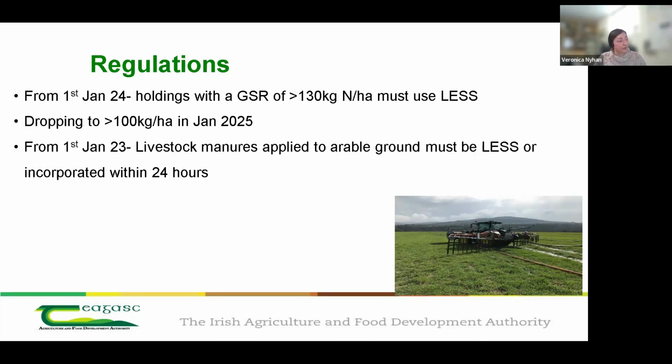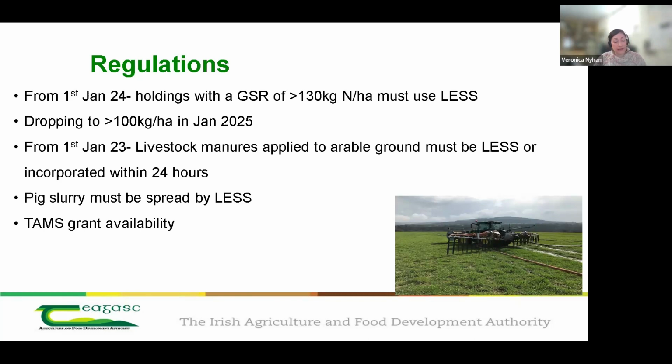From the 1st of January 2023, it was mandatory that all livestock manures applied to arable ground had to be done using low emission slurry spreading, or incorporated within 24 hours if applied in any other way. Pig slurry also now has to be spread by low emission slurry spreading.